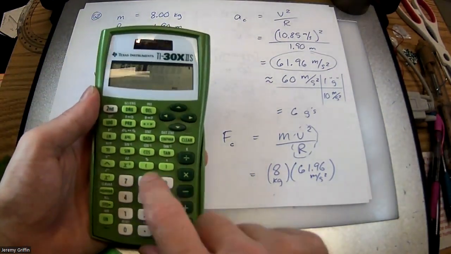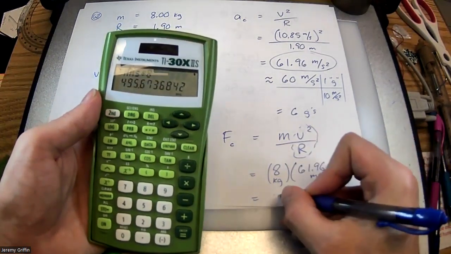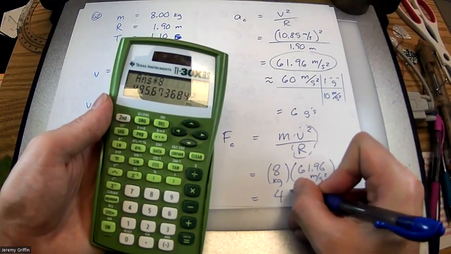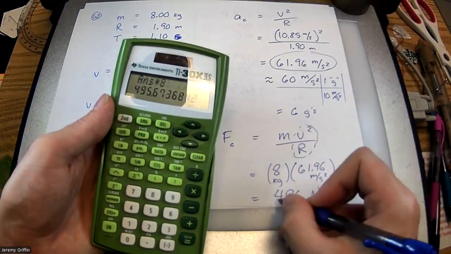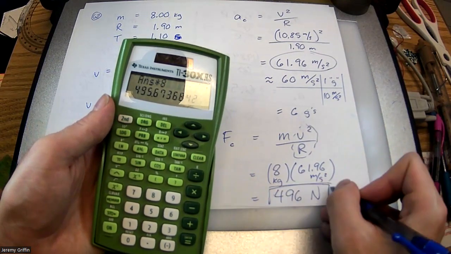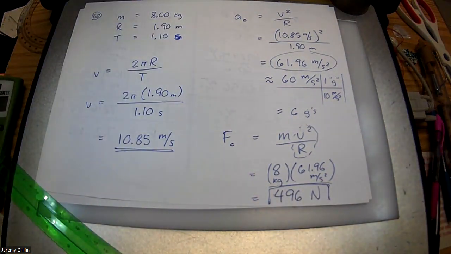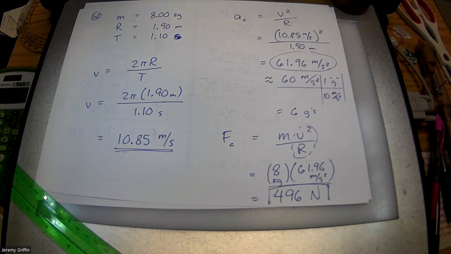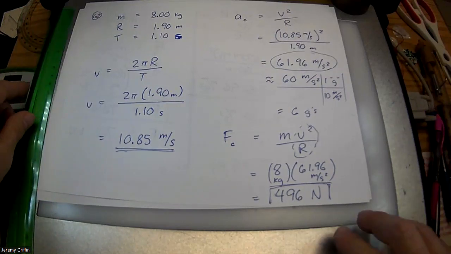Let's see. Okay. So looking at, call it 496 newtons. Okay. Now that's centripetal force. Now, if you call that the tension in the rope, that would be pretty close enough. But here's where I want to take this one extra step just for fun. You guys get that so far?